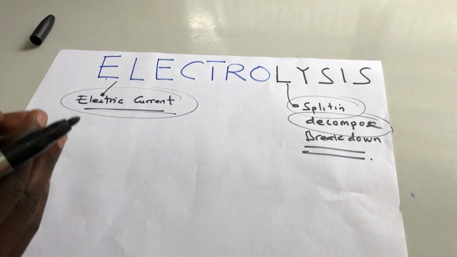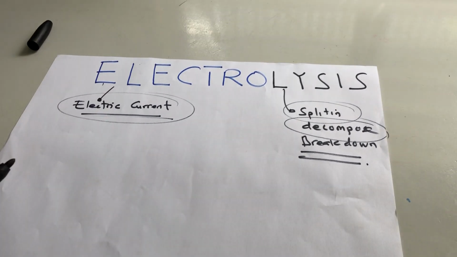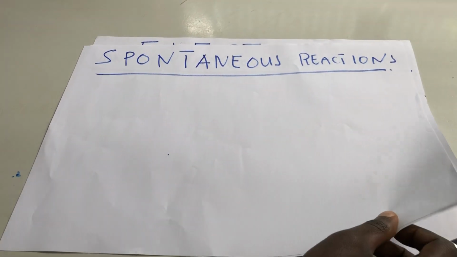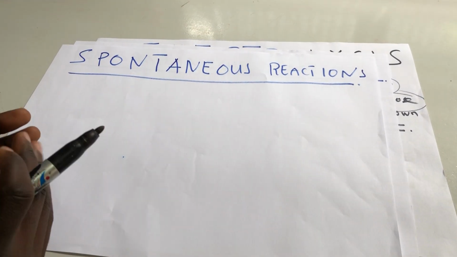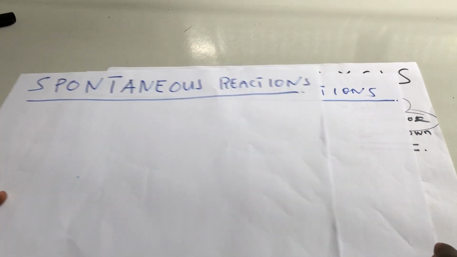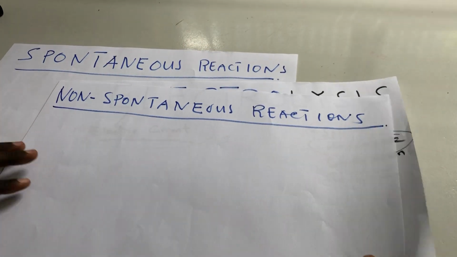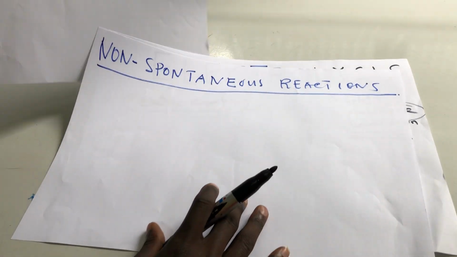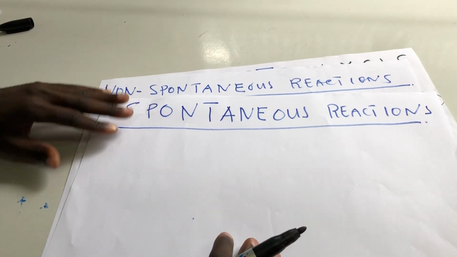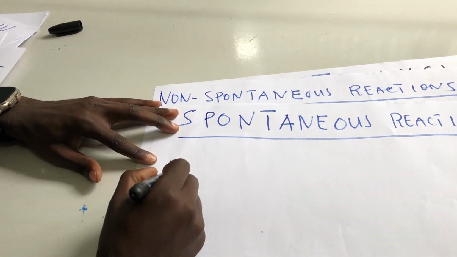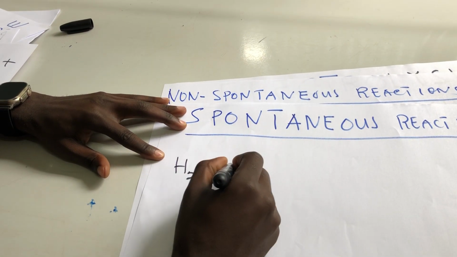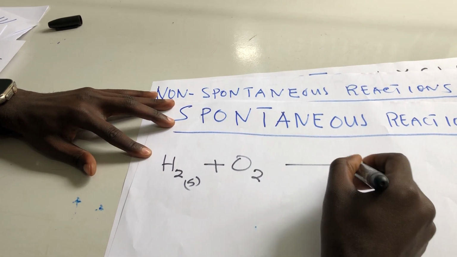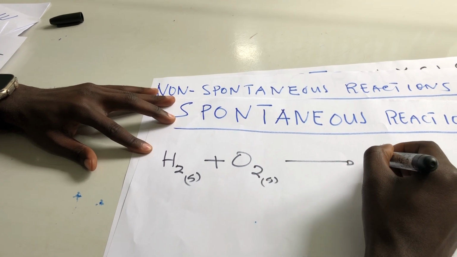Hebu tujaribu kuangalia jinsi gani hizi reactions zinatokea. Generally kwenye chemistry tunazo aina mbili za reaction. Tuna baadhi ya reaction tunaziita spontaneous reaction, lakini pia tuna baadhi ya reaction tunaziita non-spontaneous reaction. So starting by spontaneous reaction. Mfano, when you take hydrogen gas plus oxygen gas, the end product of this reaction, it is water.